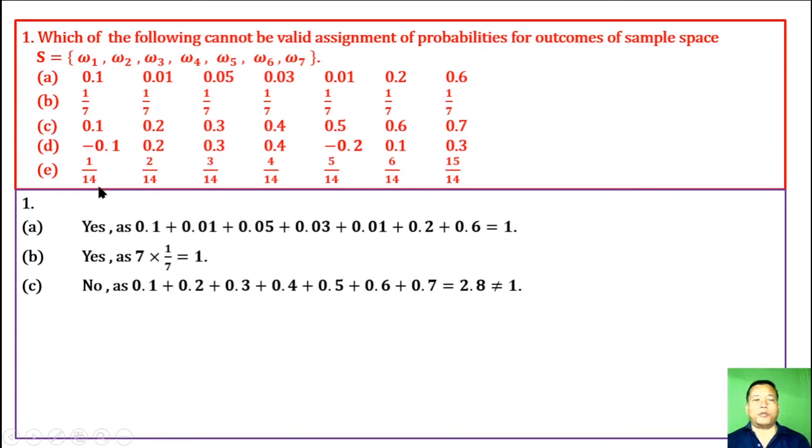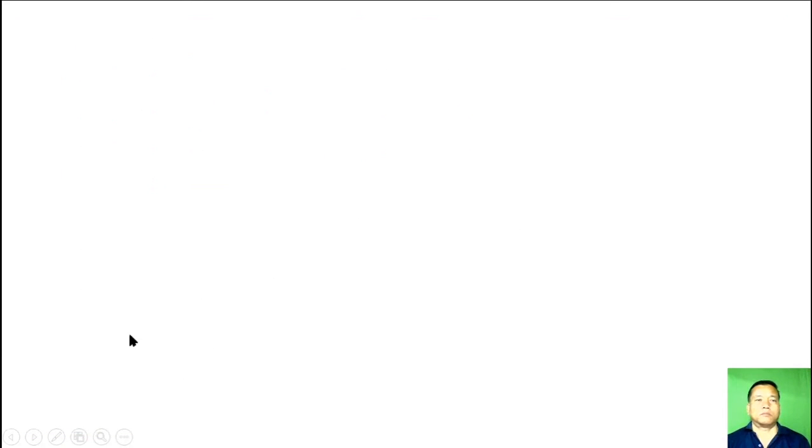D. One of the values of probability is negative, which cannot happen. Therefore, no, as P(omega 1) is less than 0. E. All probabilities are greater than 0 but their sum is greater than 1. No, these values are not a valid assignment of probabilities for outcomes of the sample space S, as the summation of P_i is greater than 1.